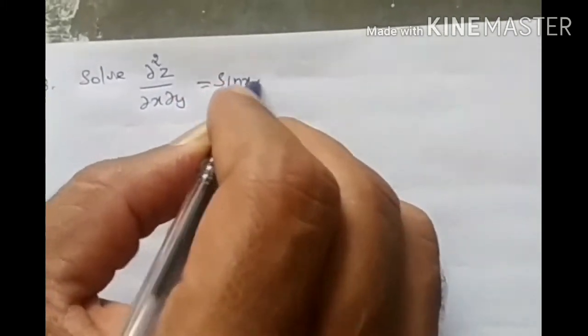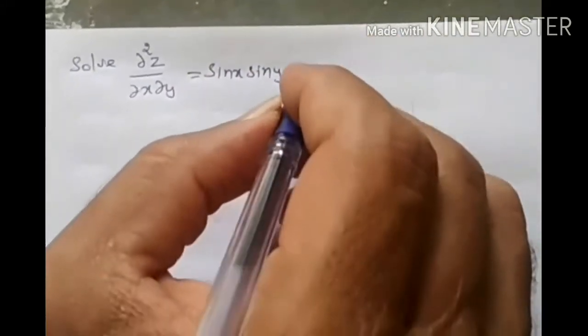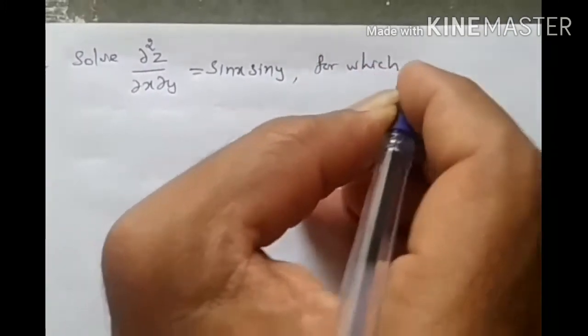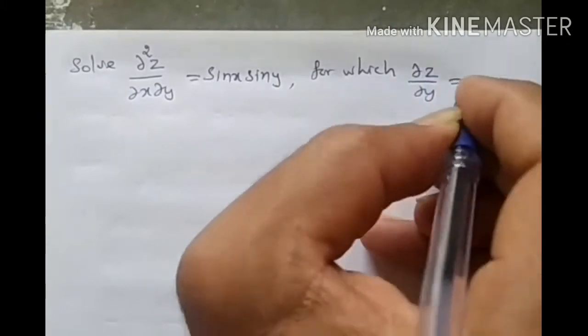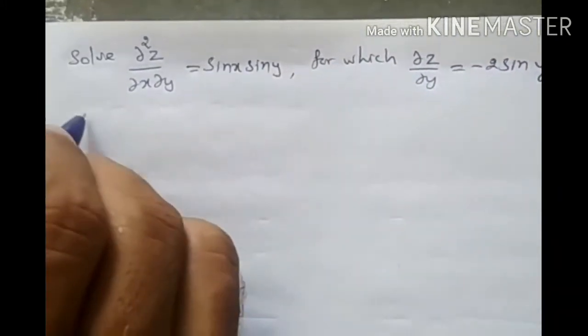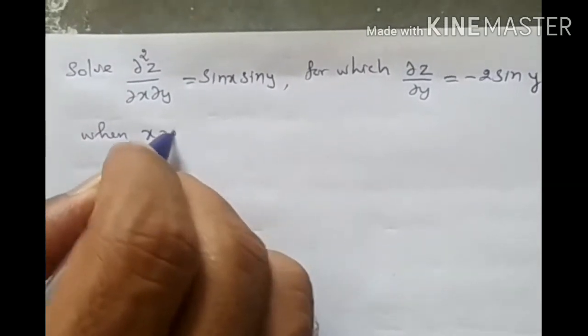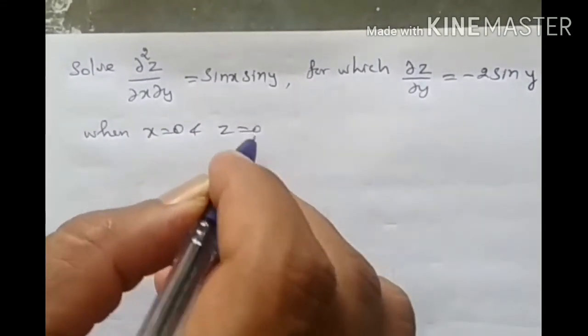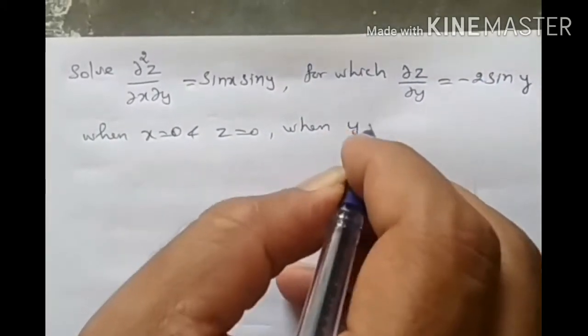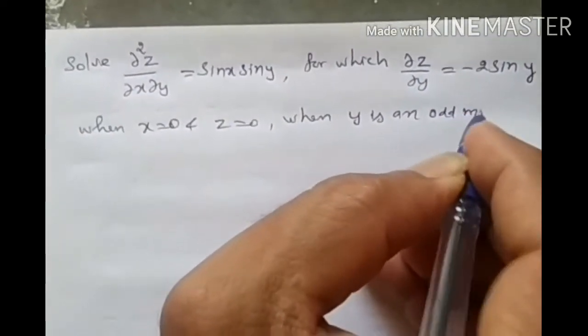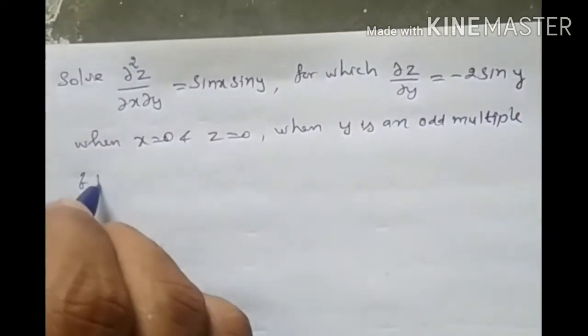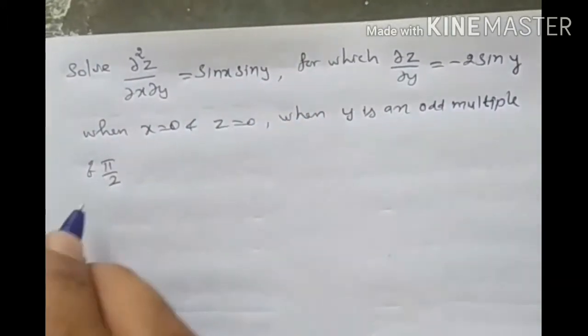Now solve ∂²z/∂x∂y equal to sin x sin y, for which ∂z/∂y is minus 2 sin y when x is 0, and z is 0 when y is an odd multiple of π/2. Solution.